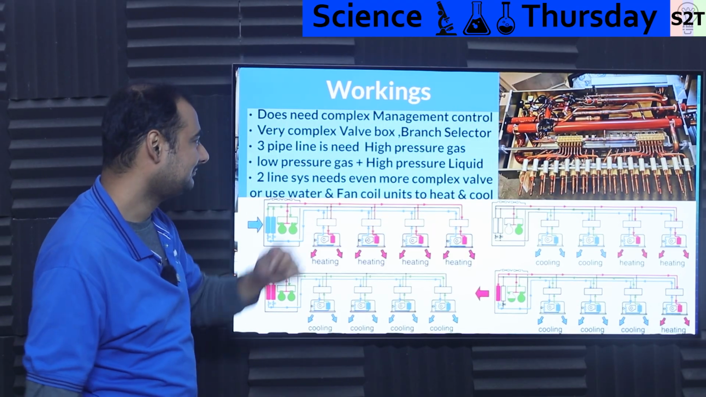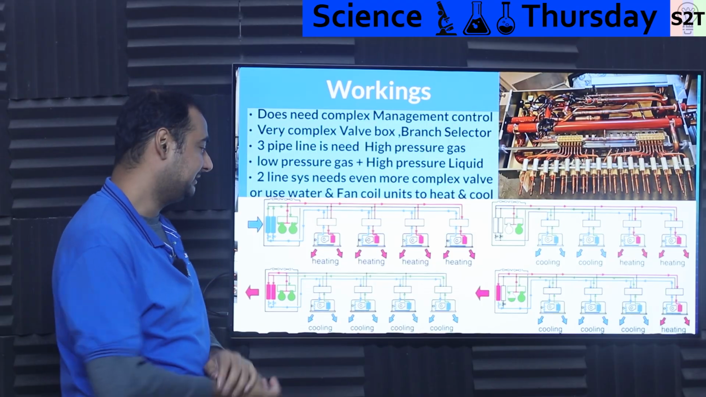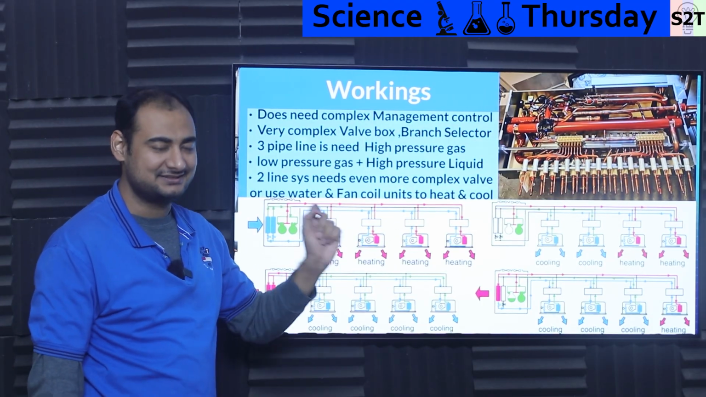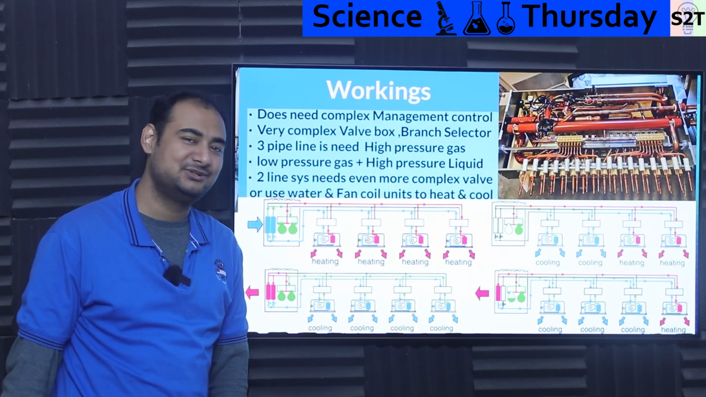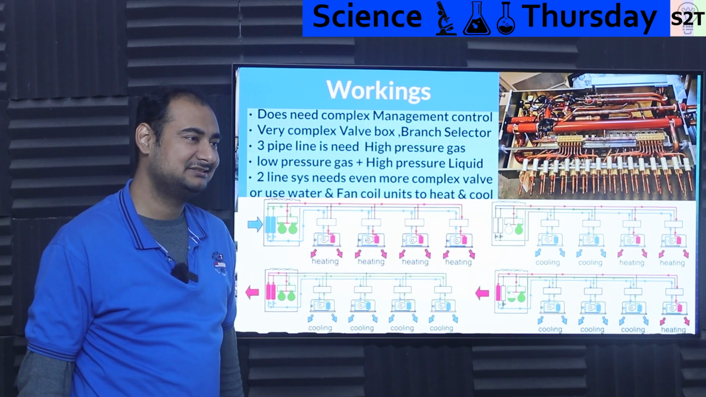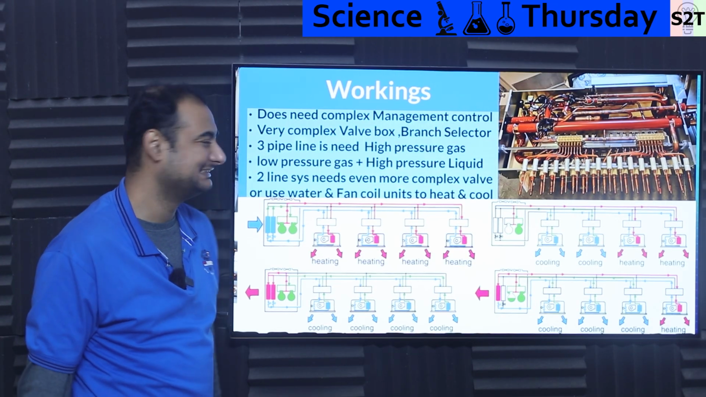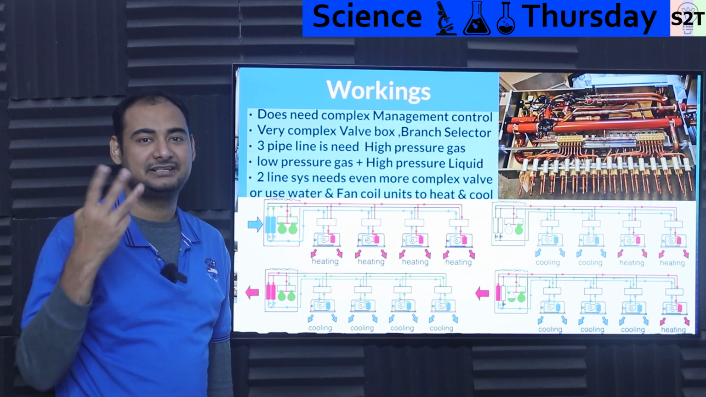So you have that branch selector. Many times you will read this sort of diagram, and they will have BS written. It is generally branch selector. Do not ask me who came up with that name. They should have known that BS means bullshit. But I have no idea why. So that is BS. Now what are these 3 pipelines?